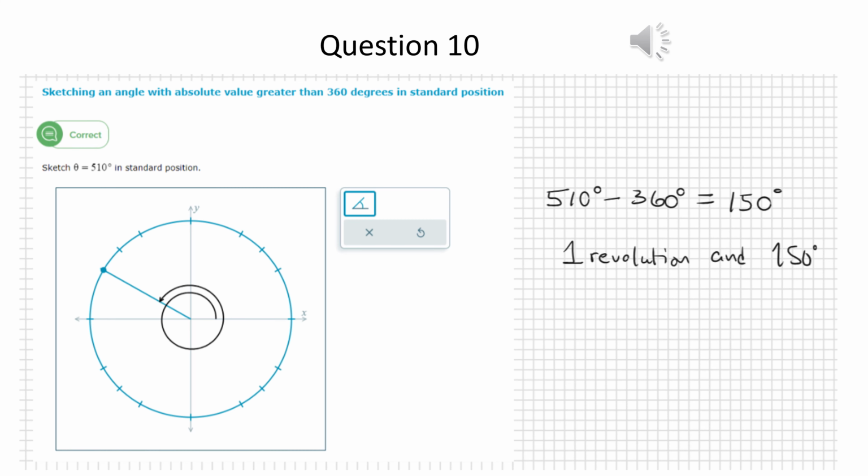Okay, sketching the angle theta equal to 510 degrees. 510 degrees is bigger than 360. You subtract 360, the answer is 150 degrees. And its interpretation then is 1 revolution and 150 degrees. Everything counterclockwise.